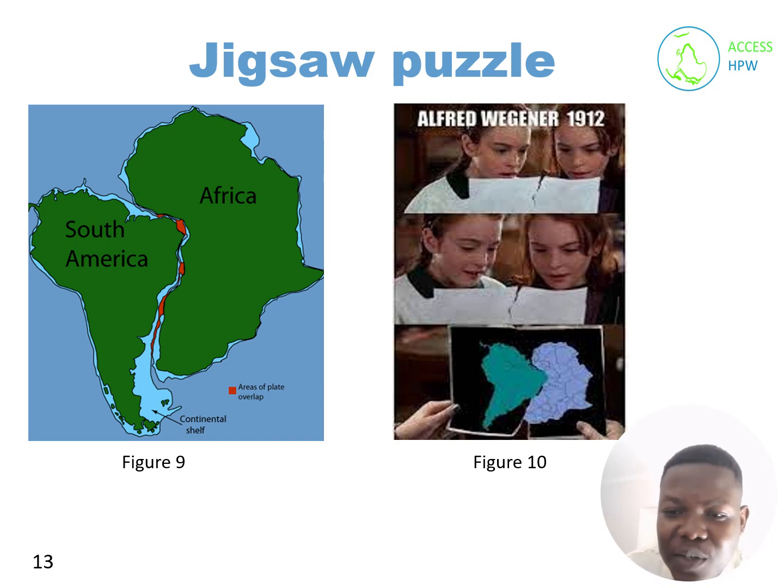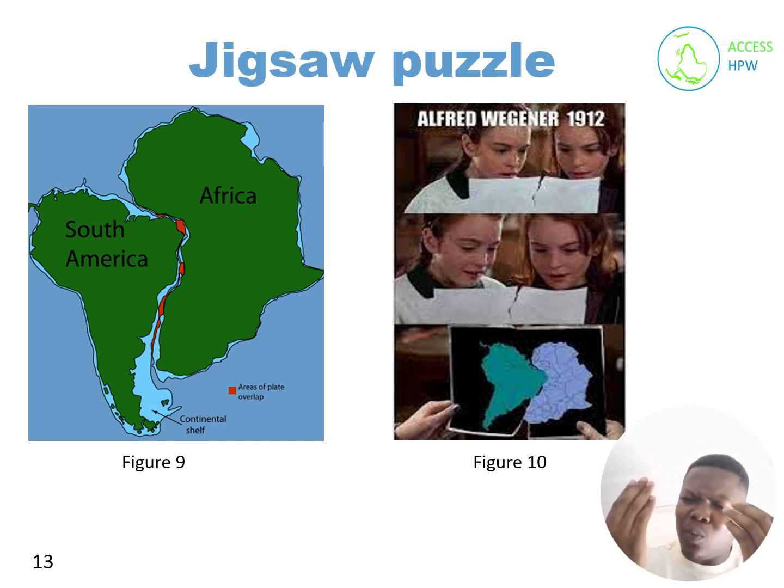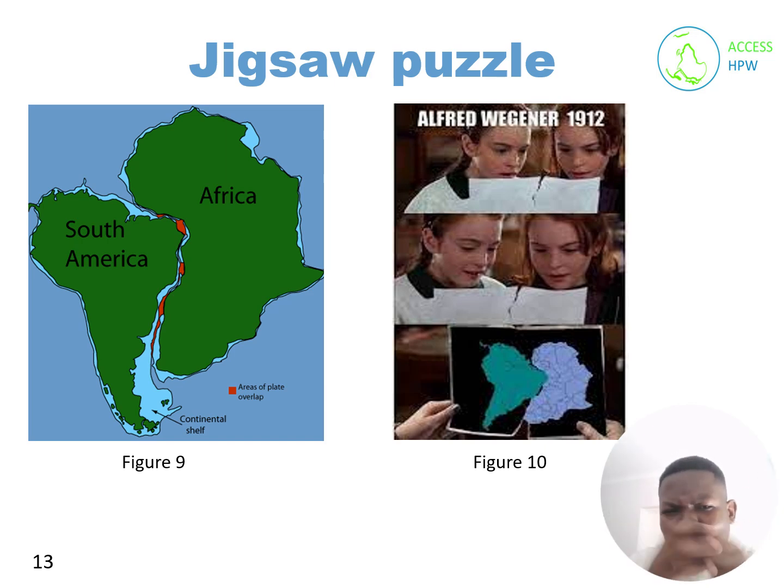I don't know if it's just me, but back in high school, I would look at South America and Africa, and I'd be like, something funny is happening. What's interesting is Alfred Wegener also thought the same thing. He looked at the map of South America and Africa, and he was like, wait a minute, these two can fit together, like a puzzle. That was the first evidence he gave.